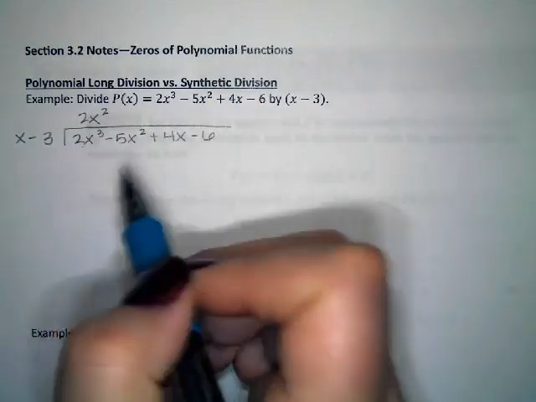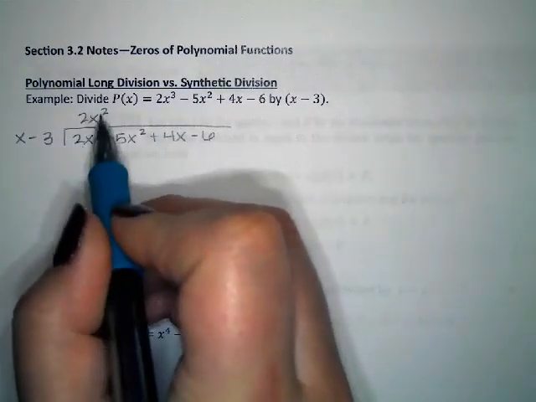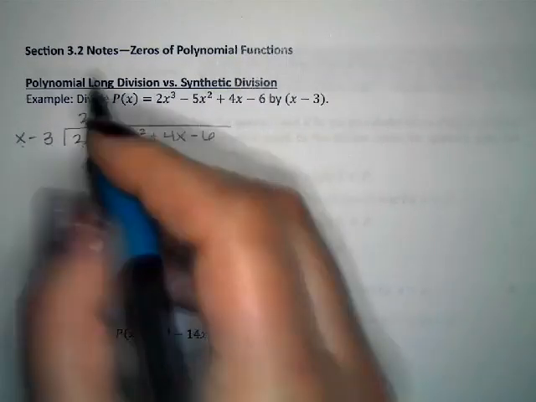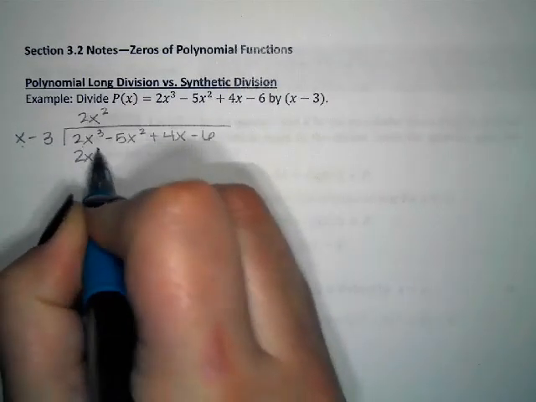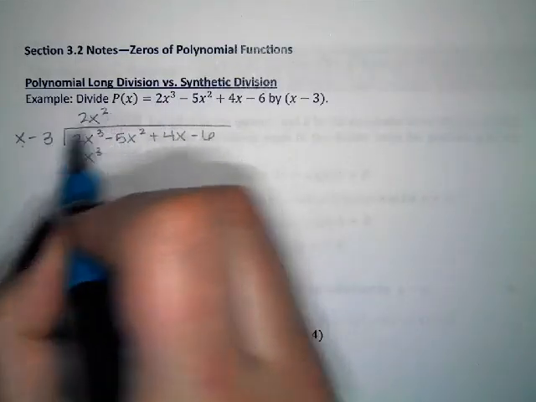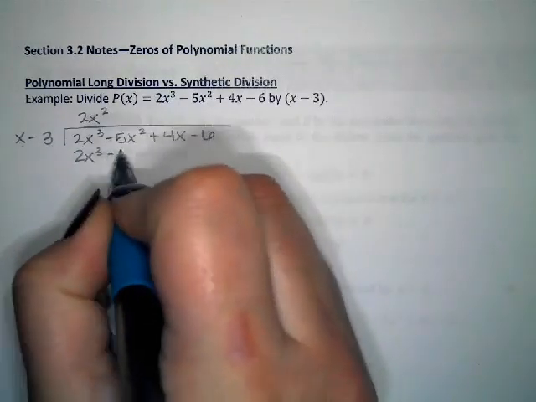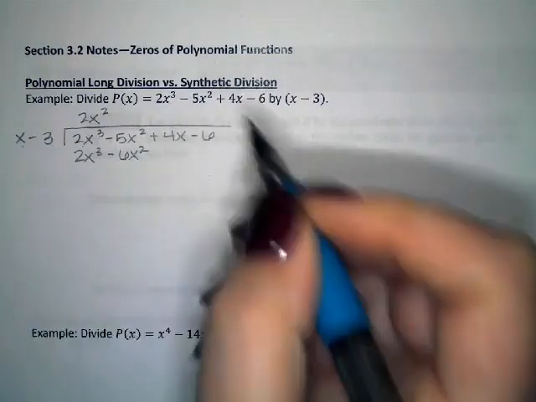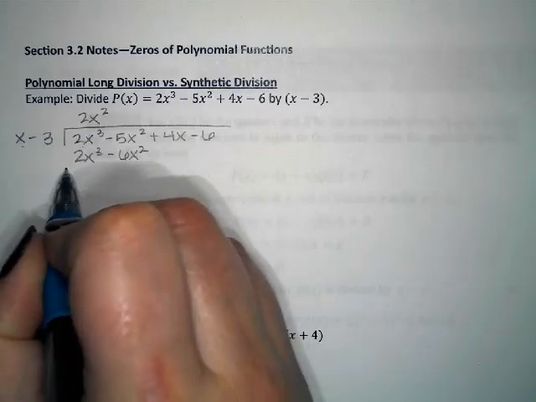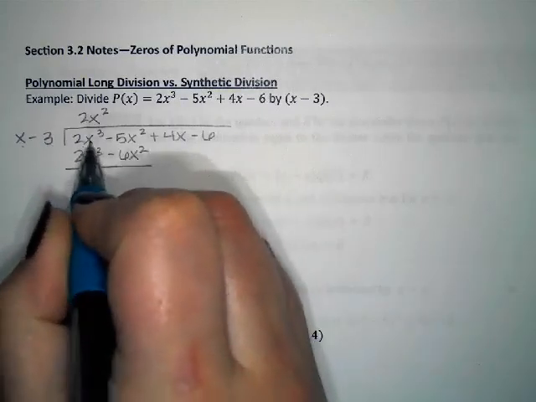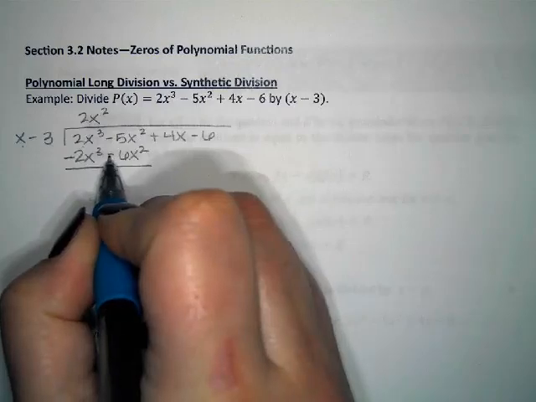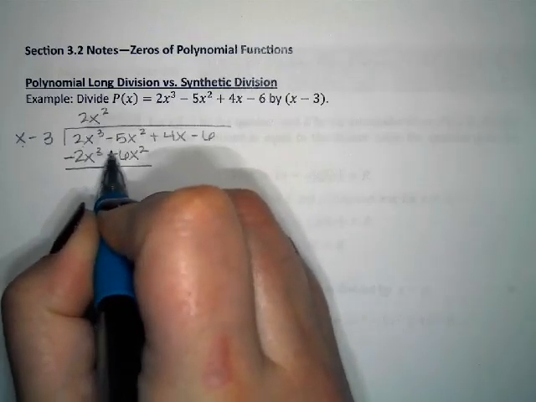Once you know what gives you this term, then you just take what you just found and multiply it by both of these. So 2x squared times x would be 2x to the third. These two things should be identical because that's what you just figured out. And then 2x squared times negative 3 is negative 6x squared. And then whenever we do long division, we always subtract those numbers. So here we're going to draw the line, and since we're subtracting both of these, when I subtract a negative, it's going to change to a positive.